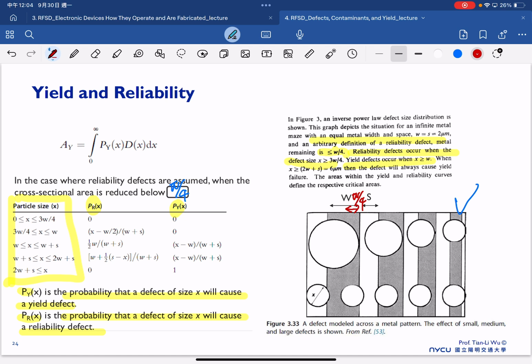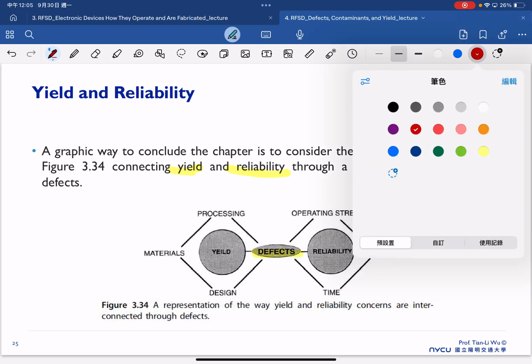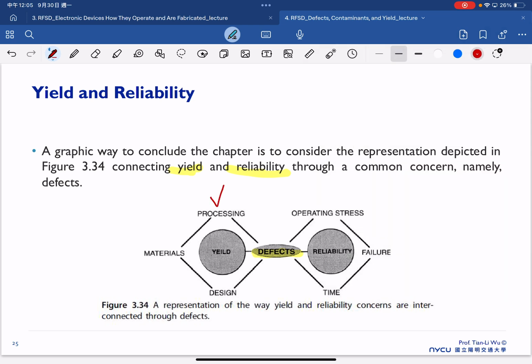Okay, so this is just for your information. The last is a graphic way to conclude this chapter, to consider the connection between yield and reliability through the common concern of the defect. So the yield is mainly related to, for example, processing, materials, design. That all causes yield issues. And reliability is related to stress, value, and time here. But overall, the defect will influence both our yield and our reliability as well.